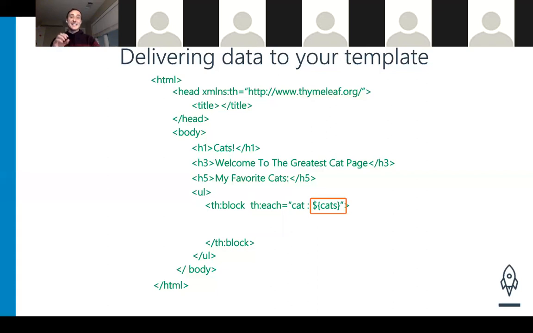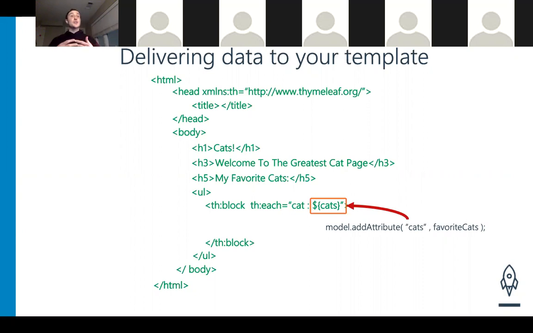We provide this cats variable here. And if you remember, we got this cats variable when we injected this attribute by using that model.addAttribute cats with our favorite cats inside of it. That's what this cats variable is. The cat, the singular cat on the left-hand side of that colon, is each individual cat coming out so we can do something with it.